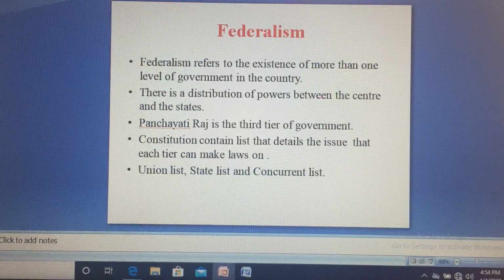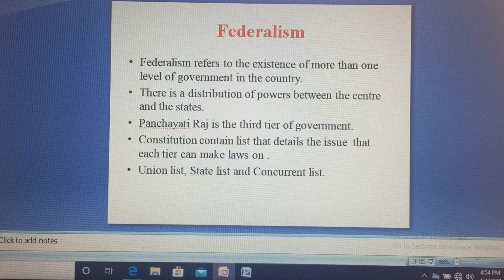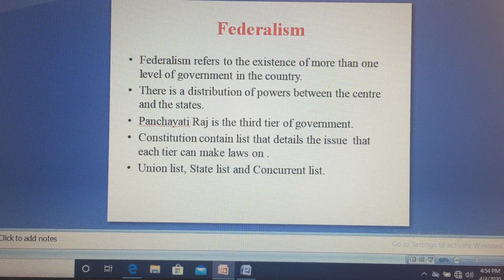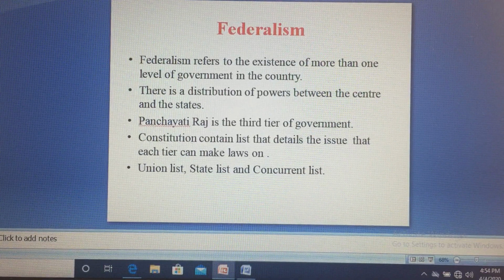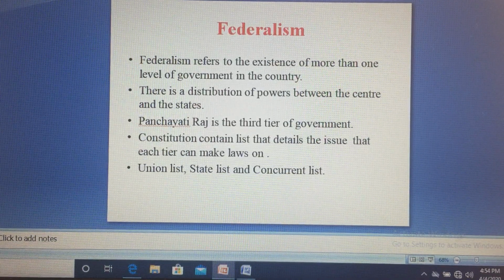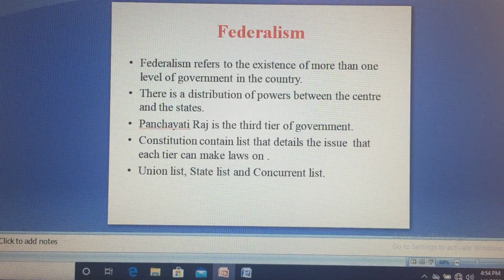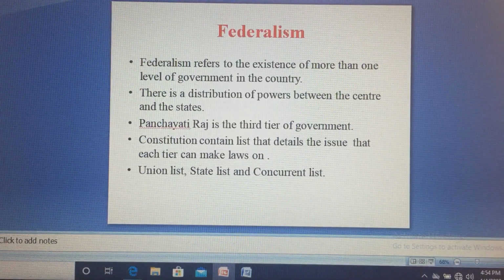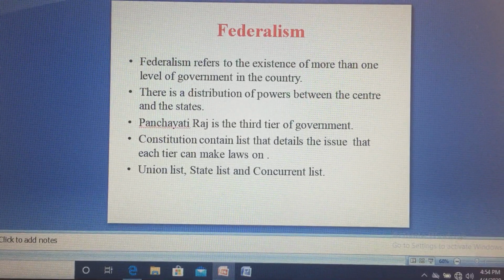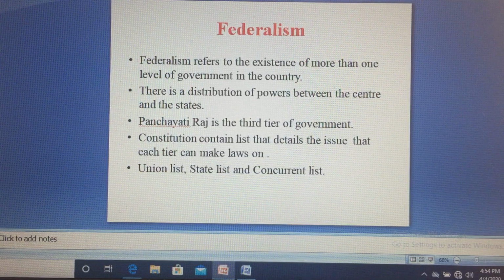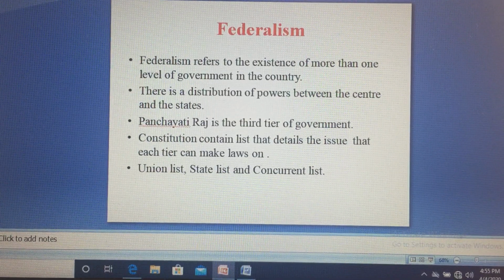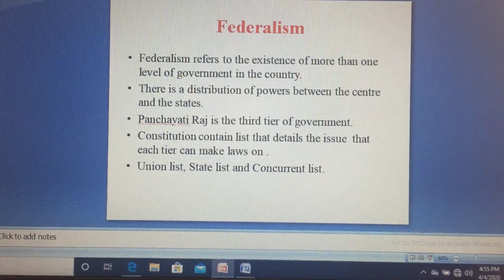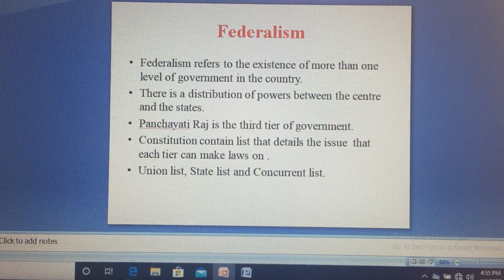At the center level, you have the central government, governed by the prime minister and president. And at the state level, you have a chief minister and a governor, right? So in this way, powers are divided in a federal government, at 2 levels. There is one more level where power is divided: the third tier, which is Panchayati Raj, or local government, which you must have studied in grade 6.